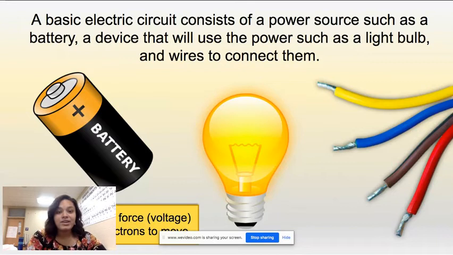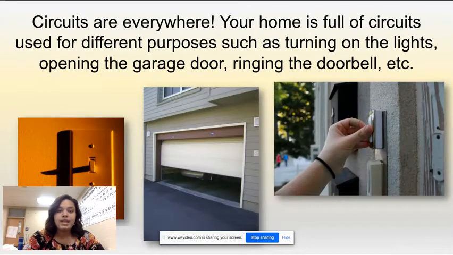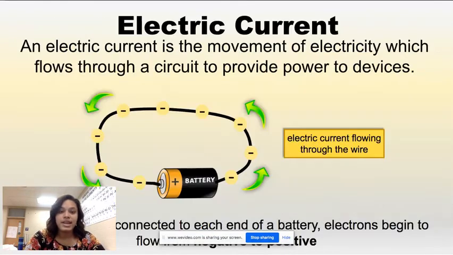So a basic circuit has a power source like a battery, and then a device that will use the power, like a light bulb, and then those electrical wires, like copper, that will connect those two things. Some examples are the light switch in your house, your garage door opener, and your doorbell. Those are all really excellent examples of electricity.